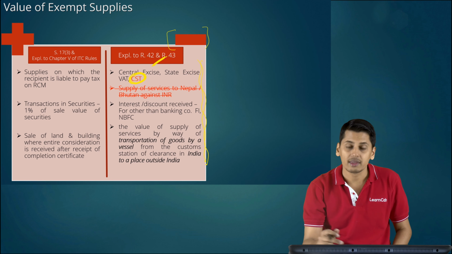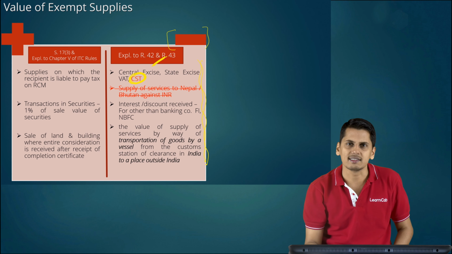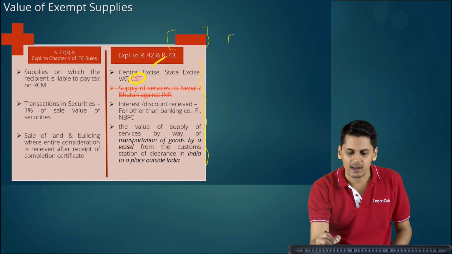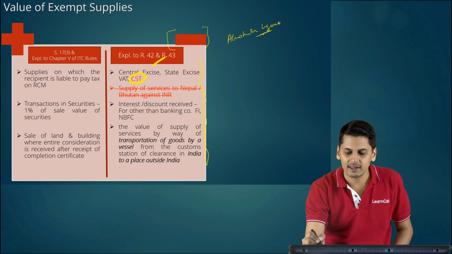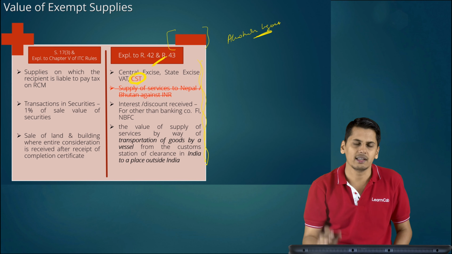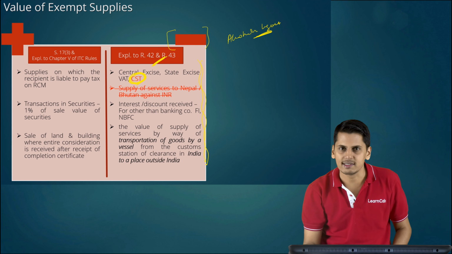Say for example, there is a person. Now friends, what are those products which attract VAT and CST? Let's suppose there is a person who is supplying alcoholic liquor. Now, is alcoholic liquor inside GST or outside GST? It is outside GST. What will it attract? It will attract your state excise duties, and obviously it will attract your VAT and CST.